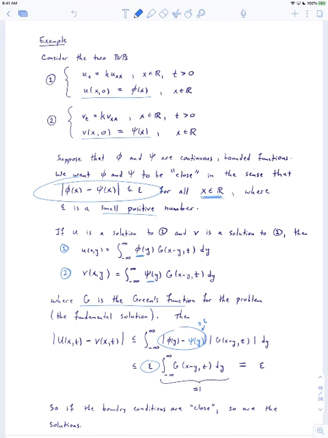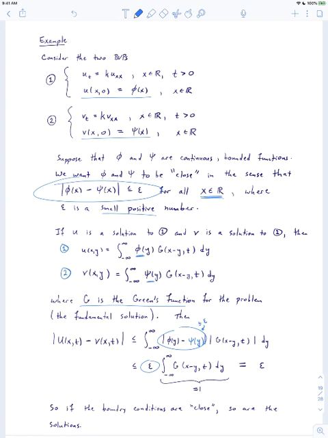So in other words, if you start with boundary conditions, or initial conditions in this case, where phi and psi are close to one another, then their solutions are also close. And they're close in the same sense. So that is, if phi and psi are within epsilon of one another, then it's also true that u and v are within epsilon of one another. So if the initial conditions are close, then the solutions are close in the same sense.